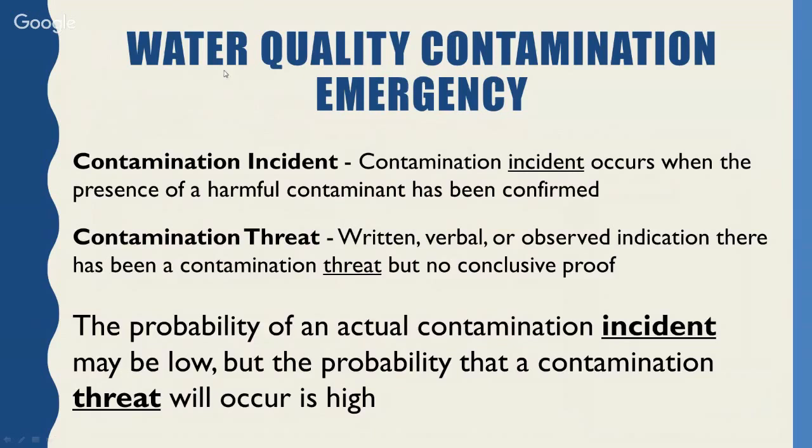Okay. Sorry. So, water quality contamination emergency. Essentially there are two situations if you had a water quality emergency. One would be a contamination incident. An incident is when the presence of a harmful contaminant has been confirmed. So if a truck rolls over into your source, or you can see something in your water, that's a confirmed incident. Now, a contamination threat would be a written, verbal, or observed incident that there has been a contamination threat, but there's no conclusive proof yet that there actually has been contamination. The probability of an actual contamination incident might be low, but the probability that a threat will occur can be high.